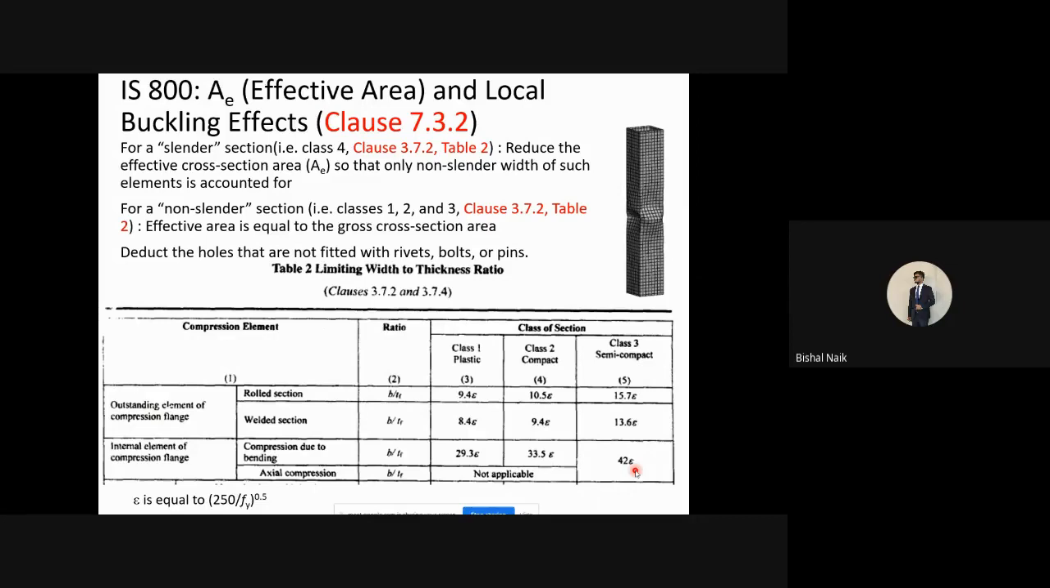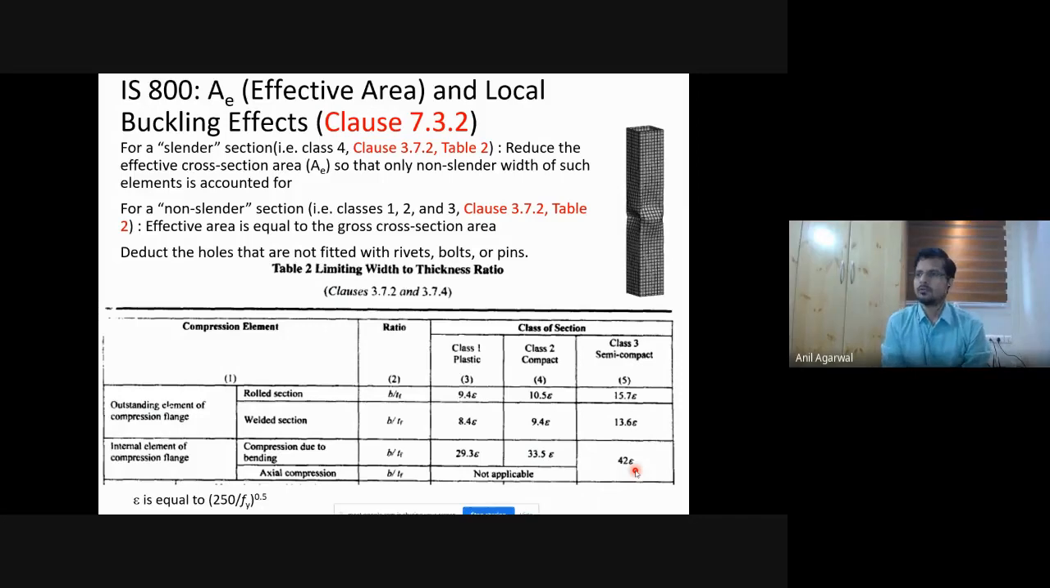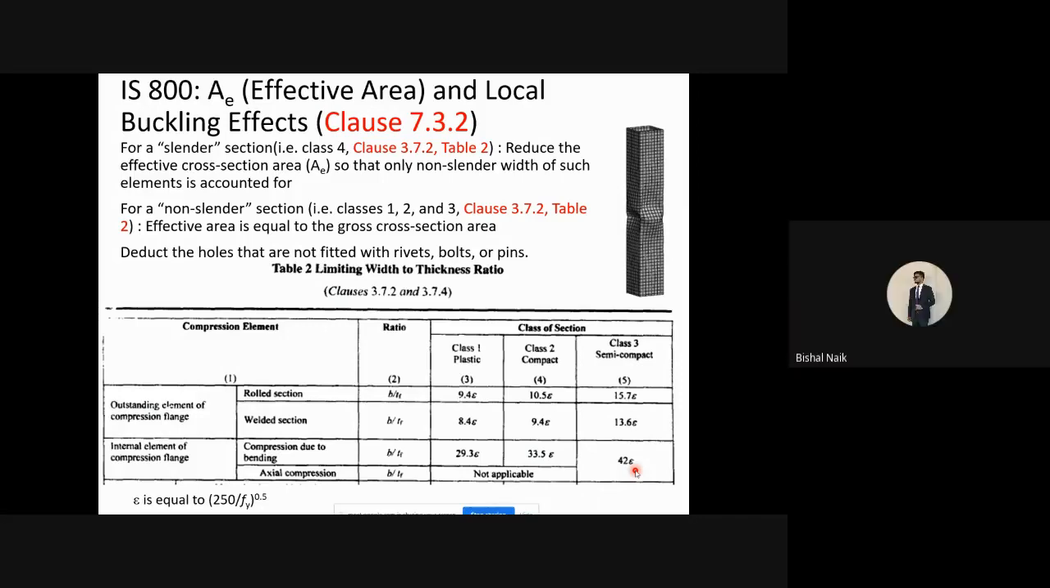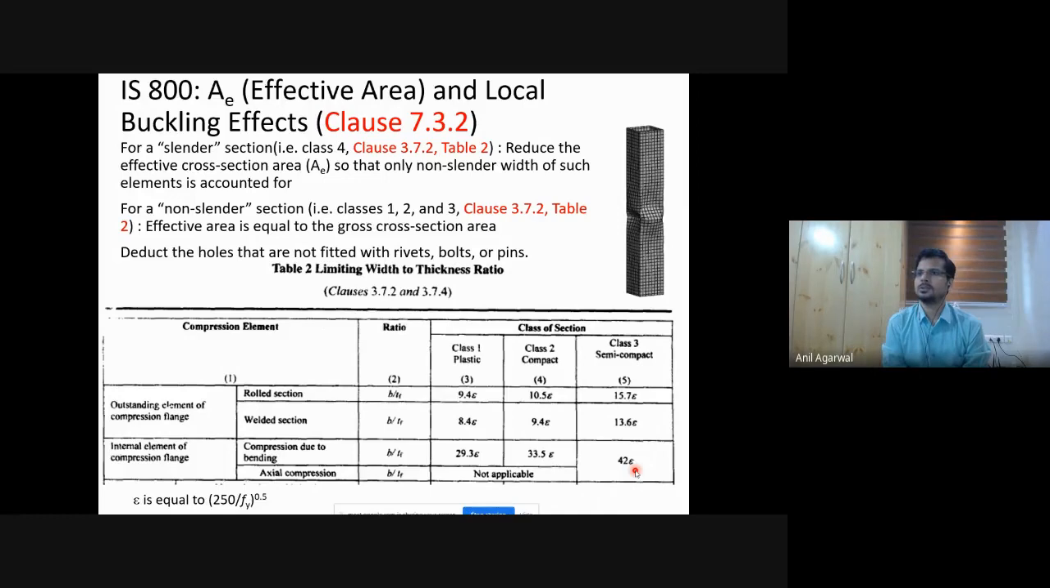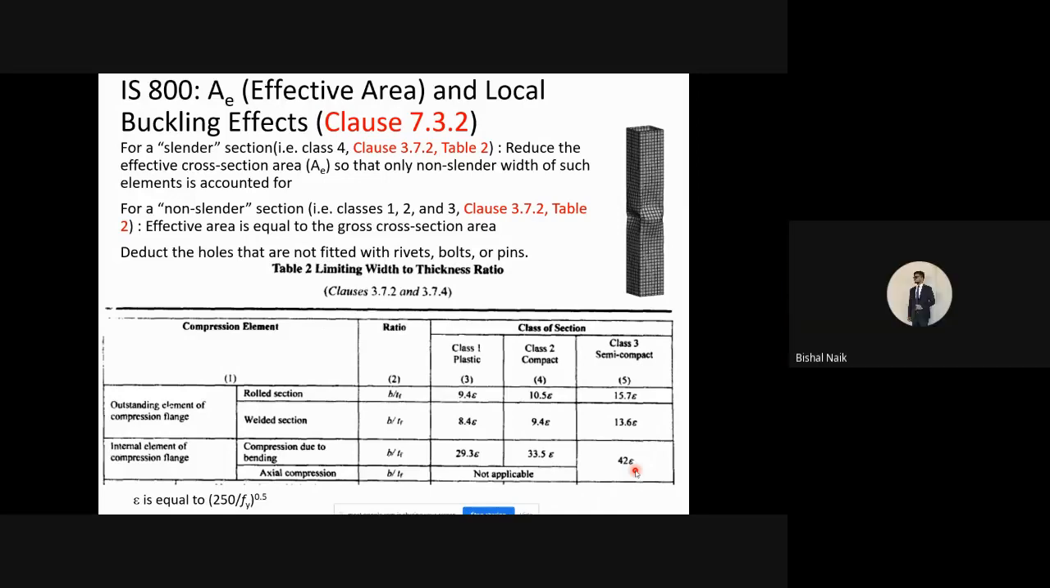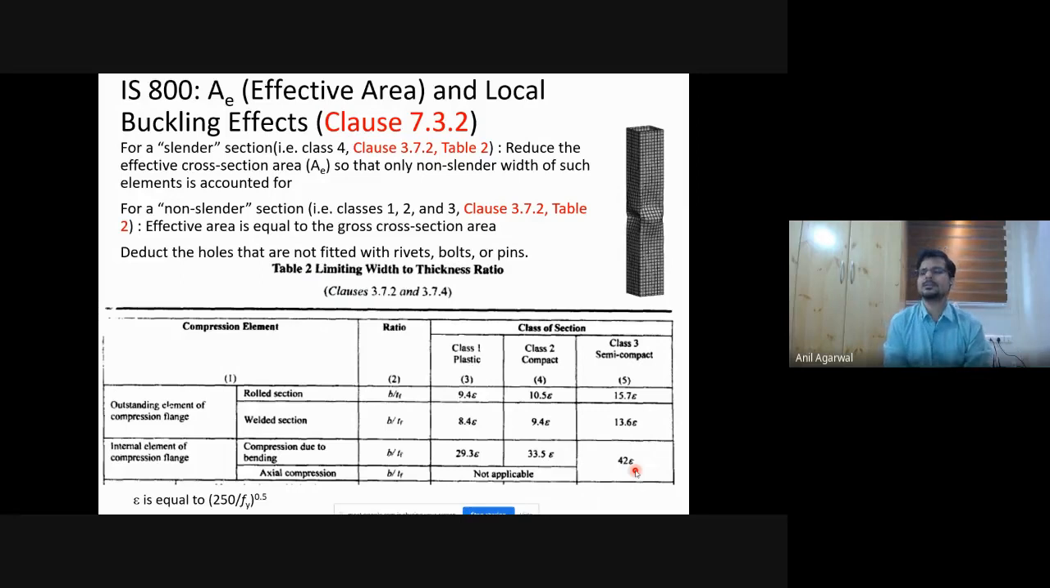Because once it goes to slender, it will be more susceptible to local buckling than it will be semi-compact. So 42 is trying to avoid local buckling and encourage yielding failure, sir. Yielding, yes. So these numbers are making sure that if you are satisfying, let's say, semi-compact, which is primarily our interest right now, we are avoiding local buckling, or we are making sure that yielding happens before local buckling takes place.